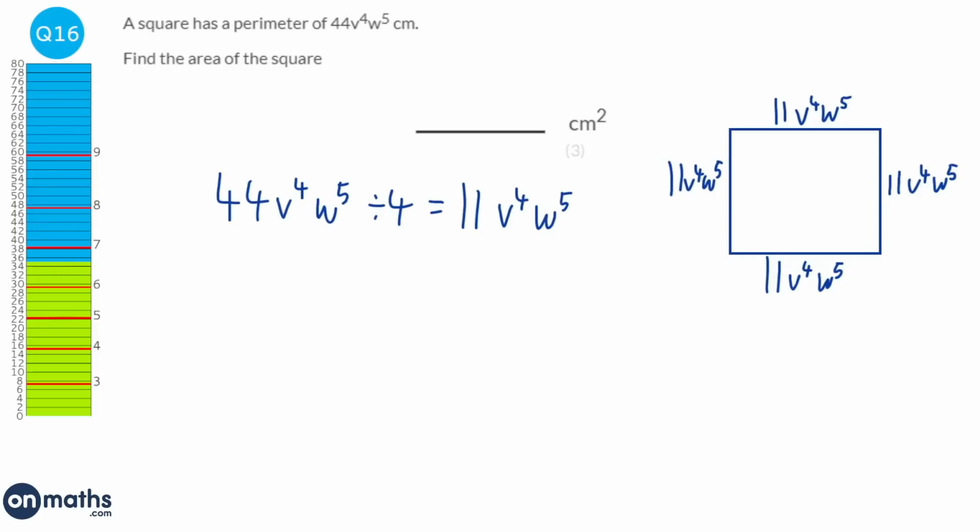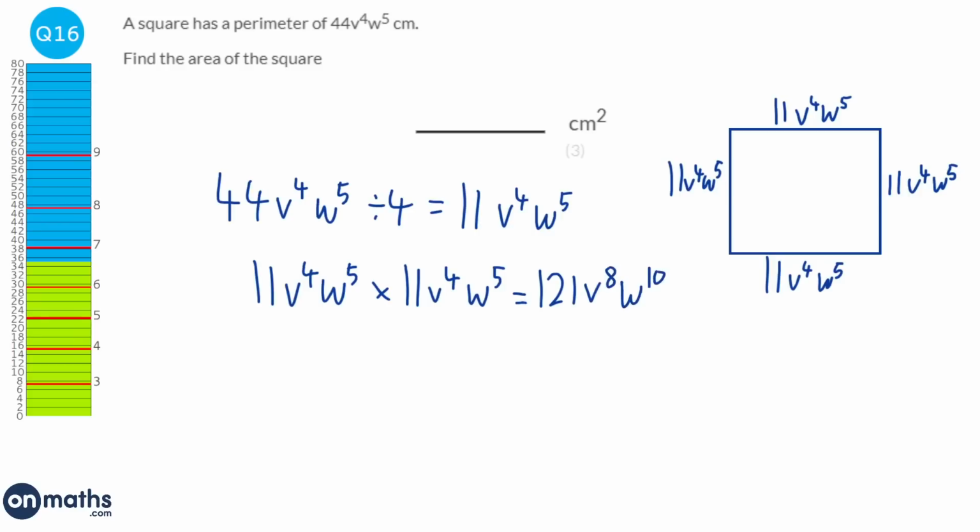And to work out what the area is, we obviously are going to square that. So we're going to do 11 v to the power 4 w to the power 5, and we're going to just times it by itself, which is what squaring means. Okay, so we're going to times the 11s together, so that's going to be 121. Going to times the v to the power 4s together, and remember with indices, if you times 2 powers of the same base and they're both v, then we just add the powers together, so that'd be 8, and we're going to add the w to the power 5s together, so that makes 10. So it's 121 v to the power of 8 w to the power of 10.